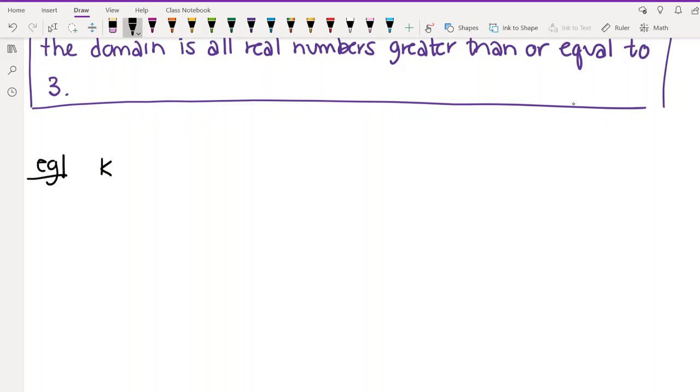Okay, so let's say now that we have a function k of x is equal to the square root of 8 minus 2x.